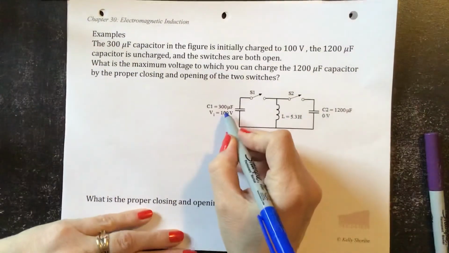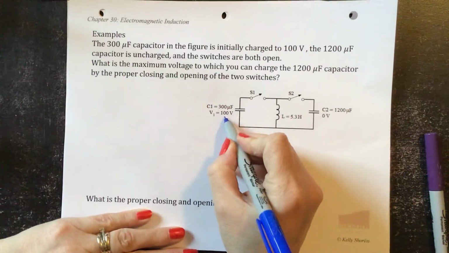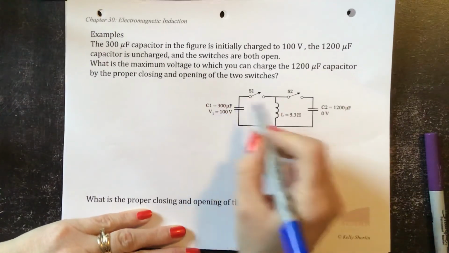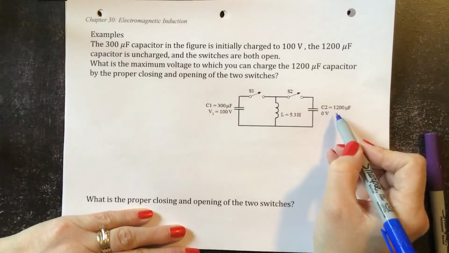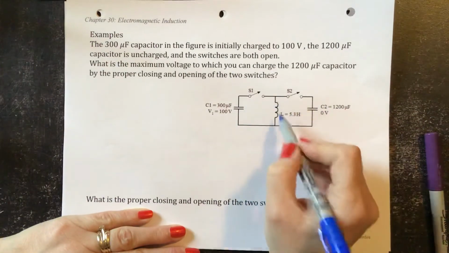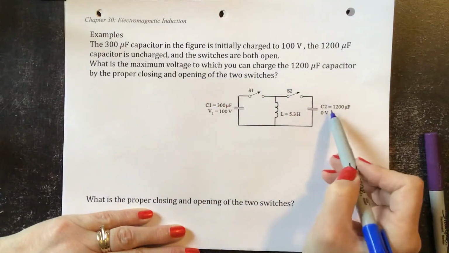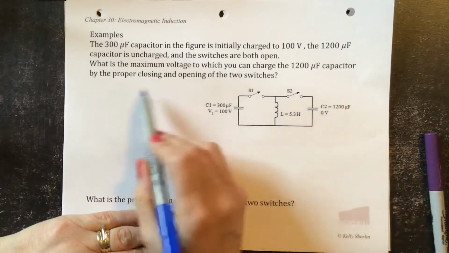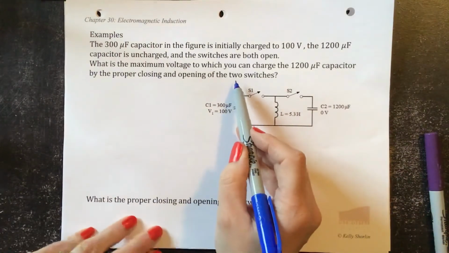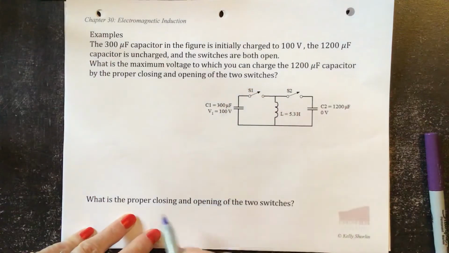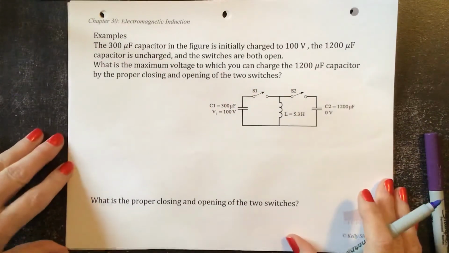So a 300 microfarad capacitor in the figure is initially charged to 100 volts. It's going to be the maximum potential. The 1200 microfarad capacitor is uncharged and the switches are both open. What is the maximum value to which you can charge the 1200 microfarad capacitor by the proper opening and closing of the two switches? And then this is the part that might be a little tougher to think about. What even is the proper opening and closing of the two switches?